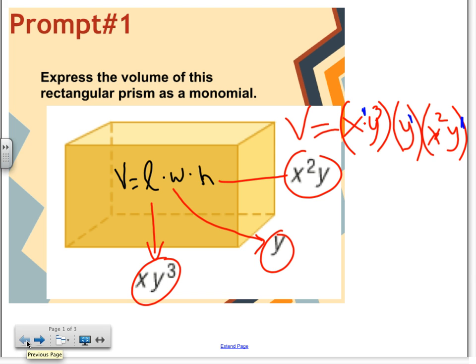X cubed. Yeah, I have 1x right here, 2 more x over here. That's 3x, right? Or I have 3 sets of x. And y is what? Y to the 5th. Right? 3, 4, 5. Done.